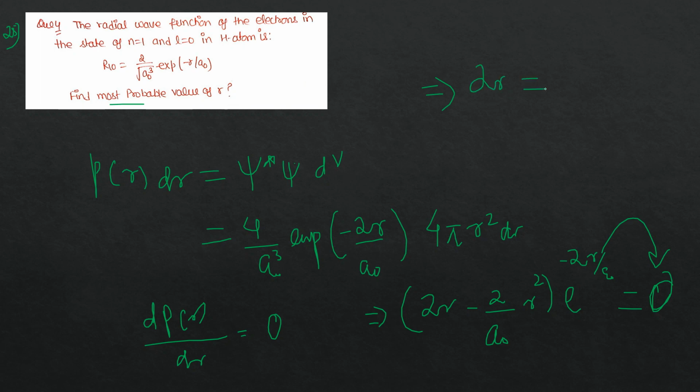2r is equal to 2 by a naught r square. One r cancels out, and the 2s cancel. So r is equal to a naught. Yes, this is our answer for it.